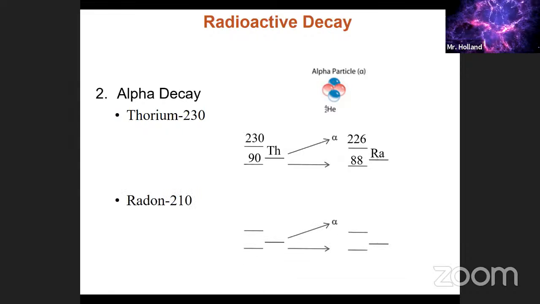All right, let's try another one. Radon 210. That's the isotope. It's going to undergo alpha decay. Go ahead and fill in the lines on the left-hand side of the reaction. The subscript, the superscript, and the symbol. Radon 210.